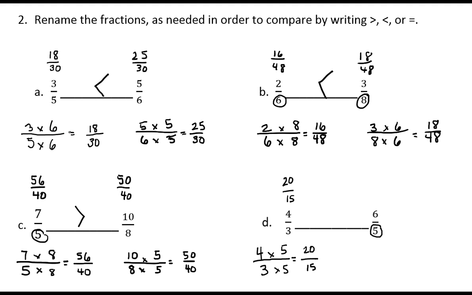And I'll change my other fraction. I have 6/5. I'm going to multiply the numerator and the denominator by 3 because I'm working with thirds in the other fraction. So now I have 18/15. These are the fractions that I'll compare. 20/15 compared to 18/15. Well, 20 is bigger than 18, so 4/3 is bigger than 6/5.